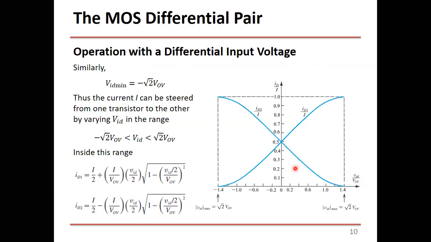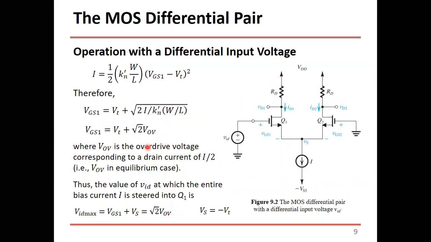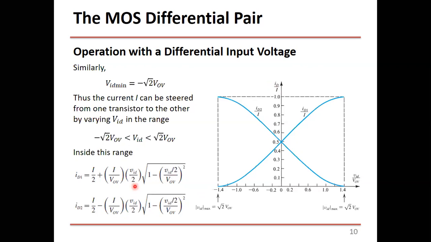Okay, so if you go back to the equation here, instead of having this current as ID, we divide this ID by I. And instead of having VID, we take the ratio of VID over V over drive. The proof of this one is not important. It's a long proof, but the concept is important.